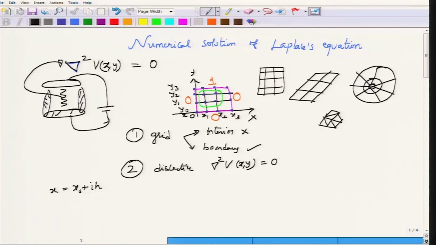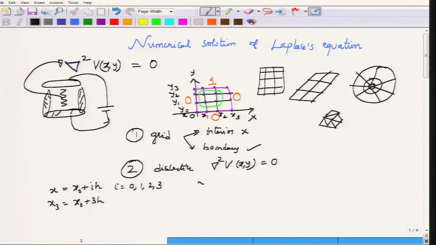We will assume uniform grid spacing, which means that h is constant for all of this, and I will take on values i equal to 0, 1, 2 and 3. So, I have generated all the 4 points, with x3 being given by x0 plus 3h. So, this is h, 2h, 3h. So, 3h plus x0 will give me x3.